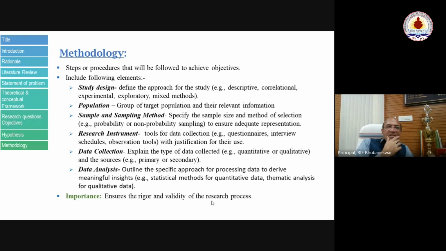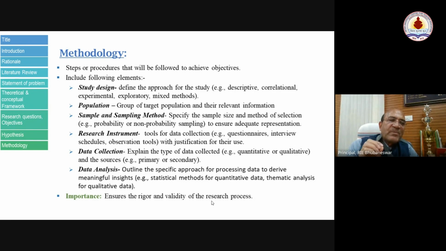Then population, so the target group of population and their relevant information. For example, if I'm taking ninth class students of Odisha, then population is ninth class students, all the students. But since I cannot go to each one, I need to take a sample. That sample should be truly representative of that population. If there are so many heterogeneities, then I should make subgroups in the population having homogeneity. I'll not go into detail, because I think some other person would have discussed all these things.